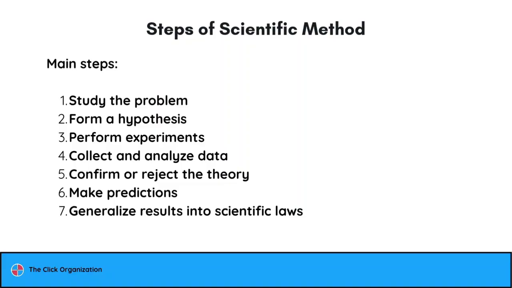Third is that they perform experiments. And this is the most important step in physics. Scientists test their hypothesis in real conditions to see if it is correct or not. Fourth, they collect and analyze the data. This means that they look at the results very carefully using numbers, measurements, and calculations.